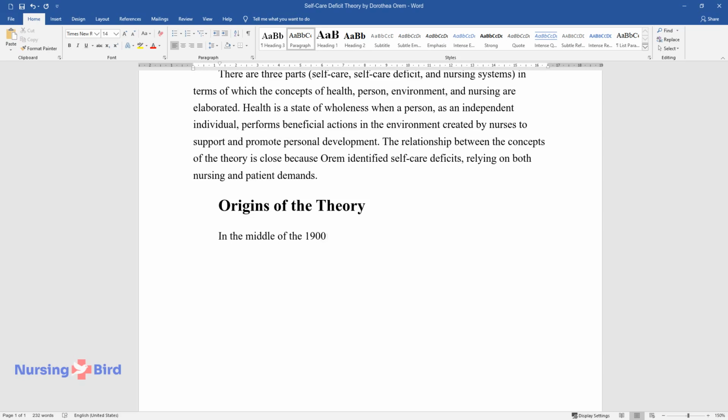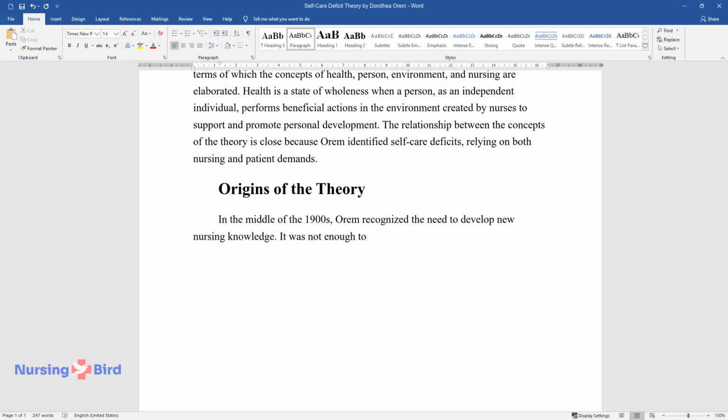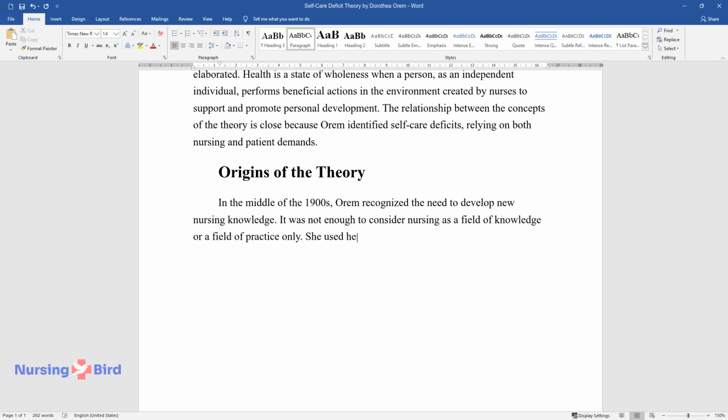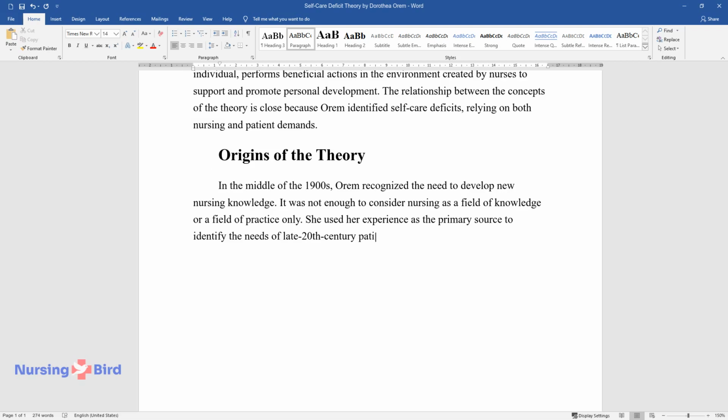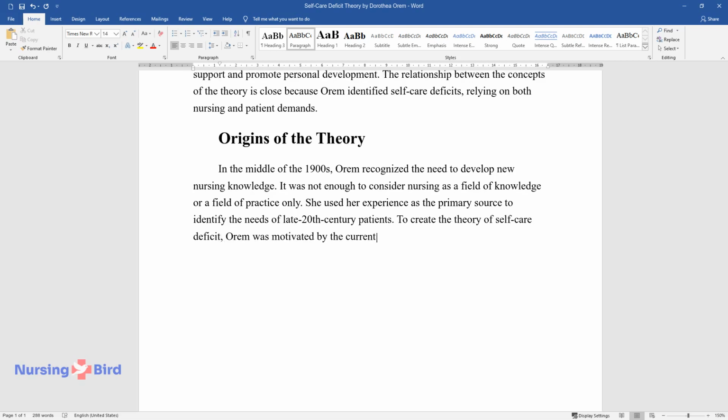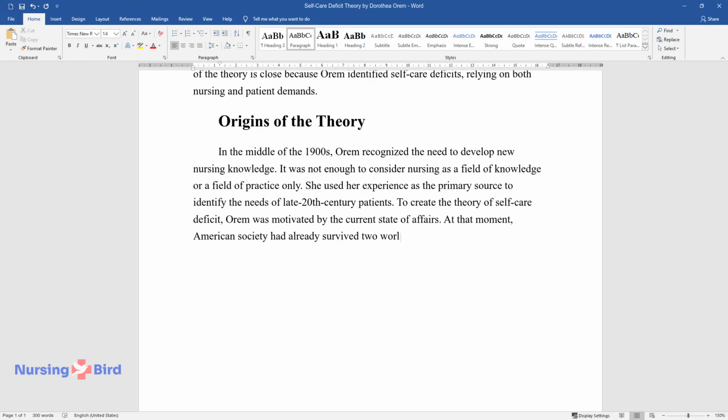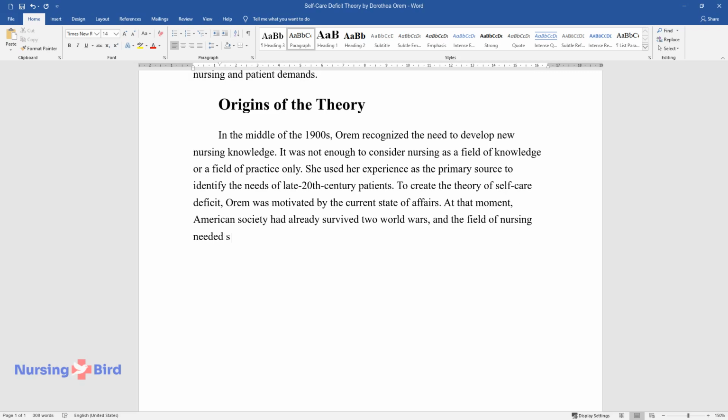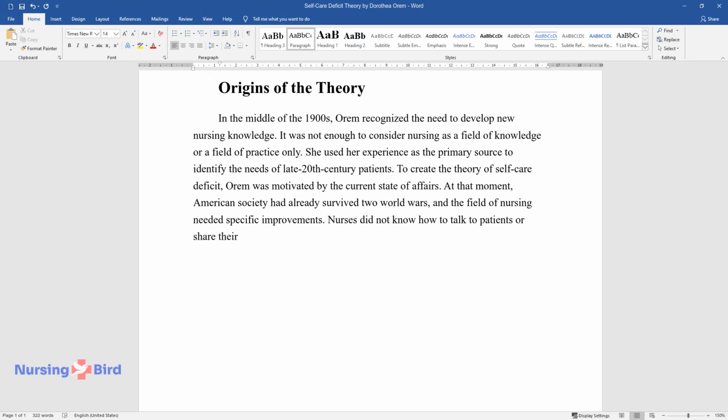Origins of the theory. In the middle of the 1900s, Orem recognized the need to develop new nursing knowledge. It was not enough to consider nursing as a field of knowledge or a field of practice only. She used her experience as the primary source to identify the needs of late 20th century patients. To create the theory of self-care deficit, Orem was motivated by the current state of affairs. At that moment, American society had already survived 2 world wars, and the field of nursing needed specific improvements. Nurses did not know how to talk to patients or share their knowledge with families who expected support and understanding.